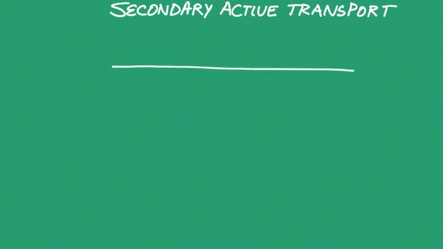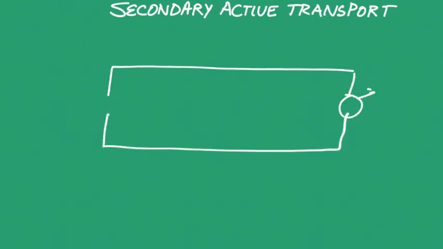Secondary active transport takes place in many cells in the body. For our purposes, we'll take the example of the cells lining the small intestine. If you remember, the cells lining the small intestine are made up of simple columnar epithelial cells. They are long cells, which means they have a front end and a back end of the cell. And these two ends are quite different.